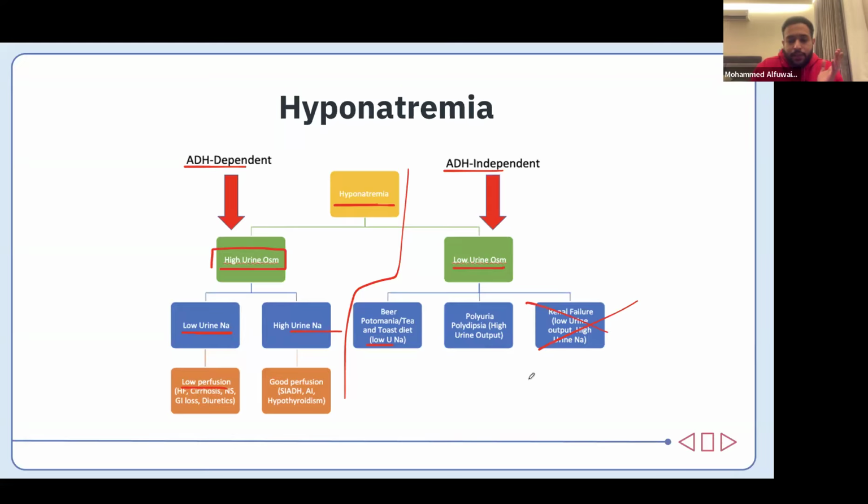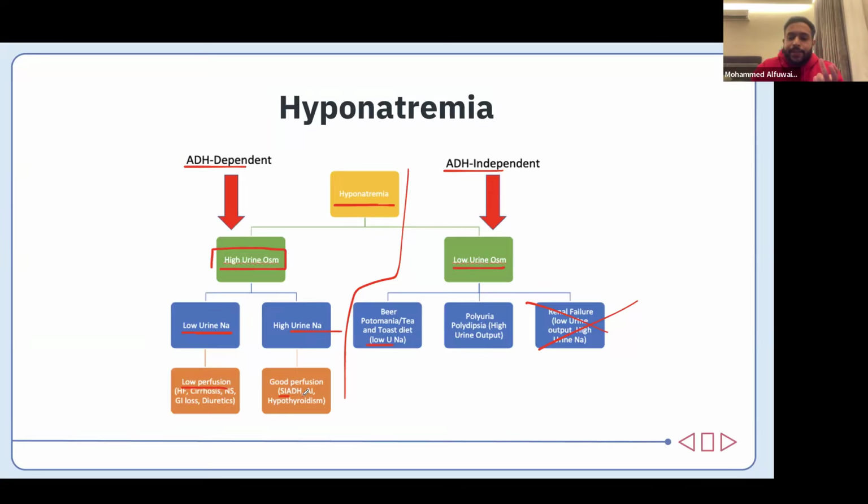Tamam? Don't remember this, remember these. But these, you need to be very clear on why this has low urinary sodium because RAS is activated, here it's high. This is hyponatremia. Okay, simple, inshallah. If you get tested on this, it'll most likely be to differentiate these.